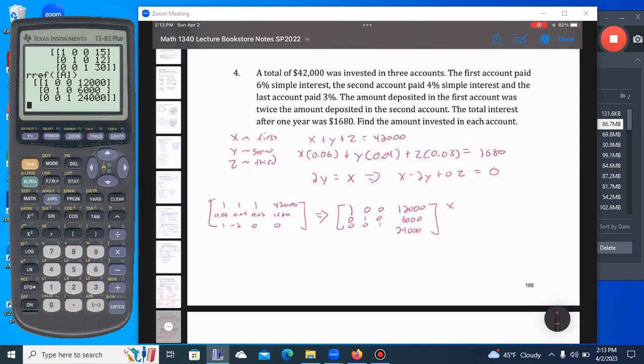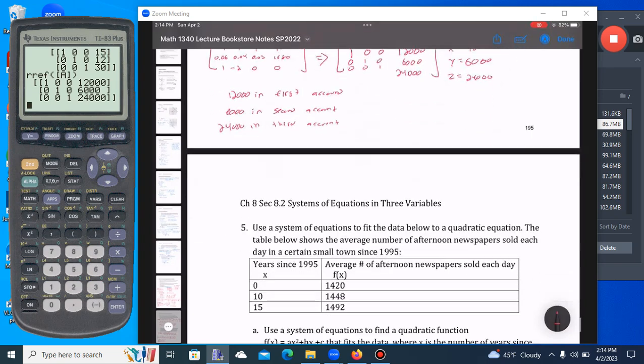So this is written as x equals 12,000, or 12,000 in first account, y equals 6,000, 6,000 in second account, and the last one z equals 24,000, so 24,000 in third account. Okay. All right.